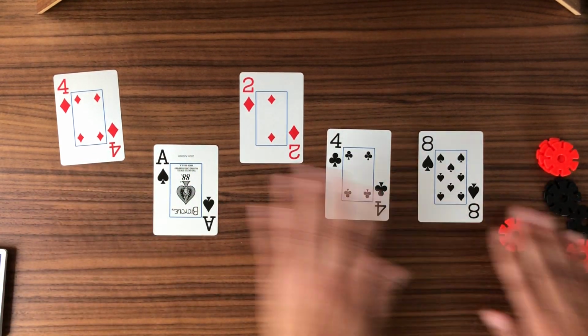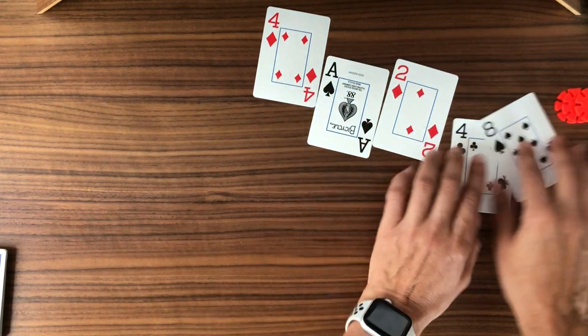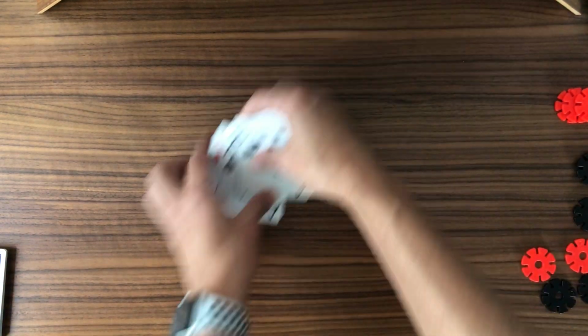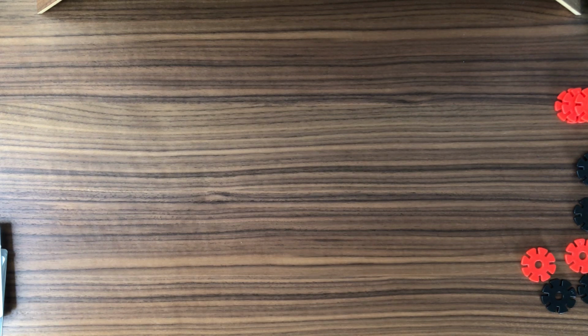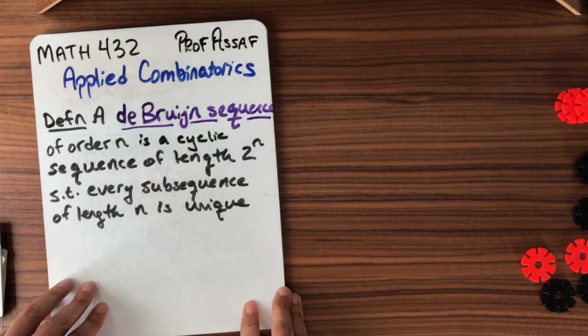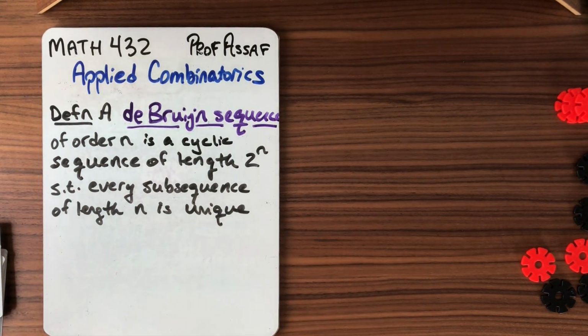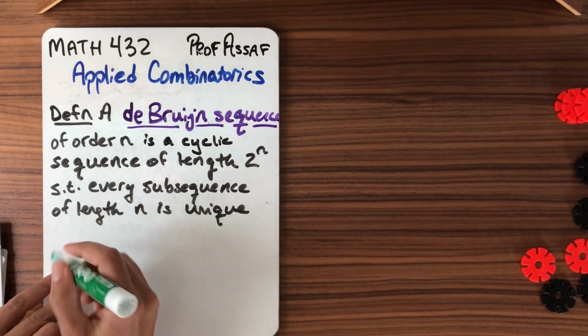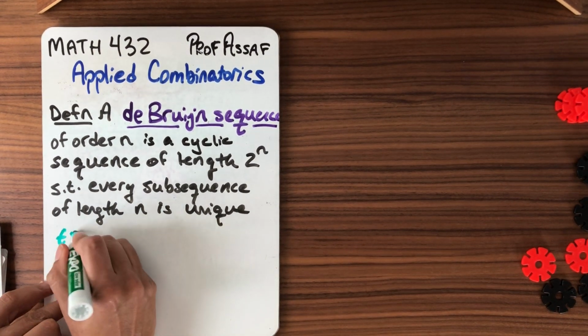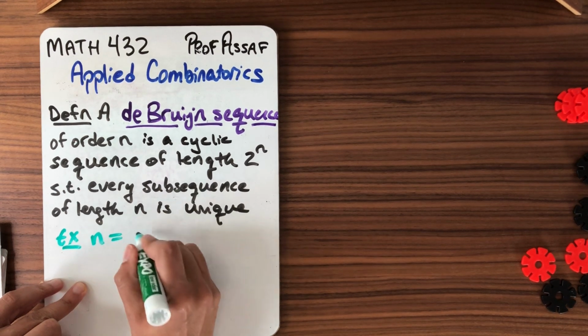This brings us to the beautiful topic of De Bruijn sequences. What is a De Bruijn sequence? A De Bruijn sequence is a cyclic sequence of length 2^n, such that every subsequence of length n is unique. So let's do an example. Let's do an example where we take n equals 3.